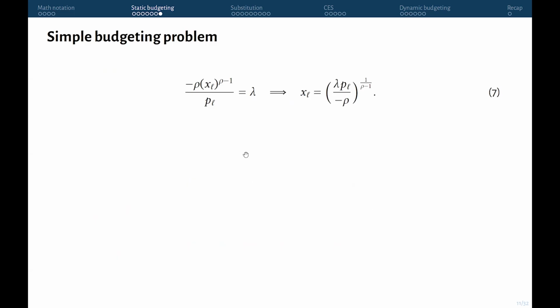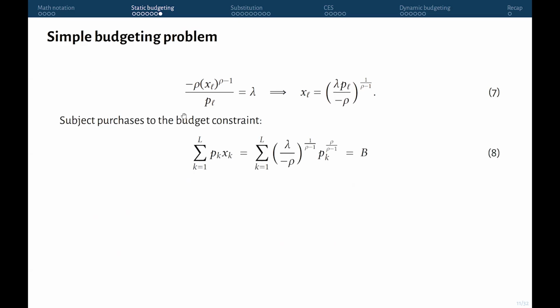So rearrange this identity to get an expression for good L as a function of the prices, the substitution parameter here, that's the rho, and your lambda. Subject it to the budget constraint. Of course, you'll want to exhaust your budget. You can't spend more. So sum across the k's. This is what you get. And then you can pull this constant outside the sum.